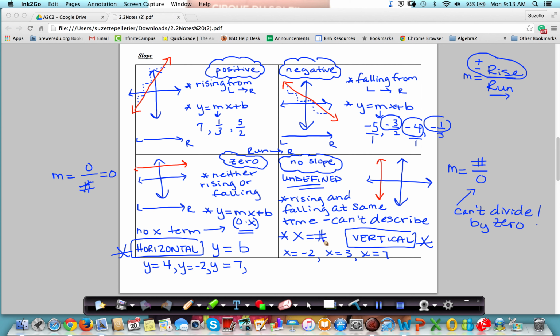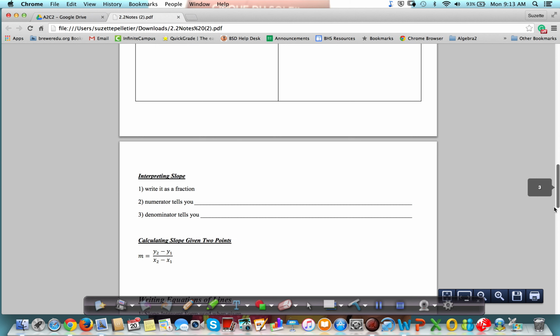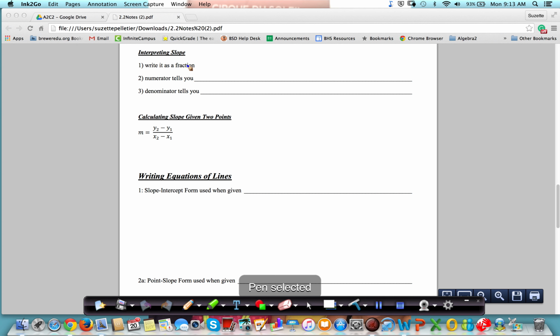All right, let's go to the next page and talk just for a second a little bit more about the rest of the slope stuff. And that is the equation and how to calculate it, okay? So interpreting slope. So write it as a fraction, and then the numerator tells you whether you're rising or falling, and the denominator tells you how far to run. So remember that slope is rise over run, okay? And this is your formula for slope right here.